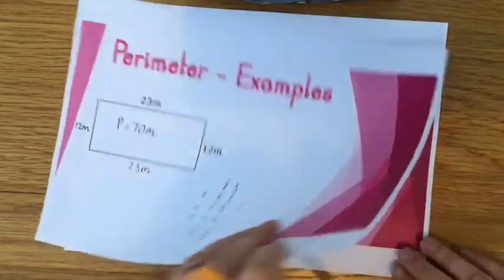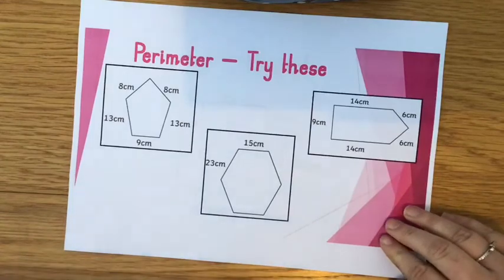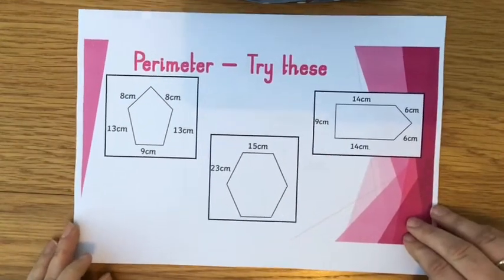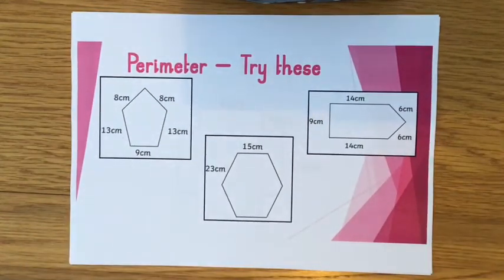Right, okay, let's have a look at these examples. I wonder if you can add all of the lengths together to find out these perimeters. You may want to pause the video now whilst you have a go. Okay, let's see what you got then.